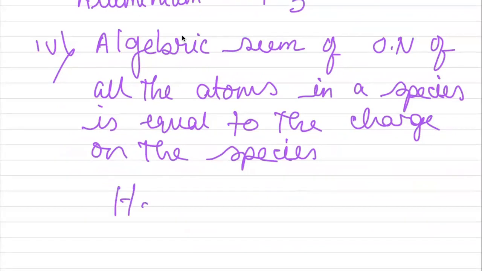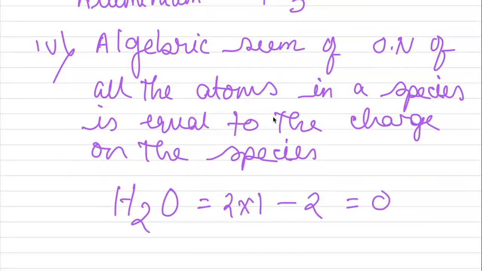Suppose H2O. What is the charge on water here? It's a neutral molecule, so the charge will be 0. Hydrogen is always +1, as we know till now. 2 hydrogen atoms are there, so 2 into 1, and oxygen is -2 here. So the sum is 0. Clear?